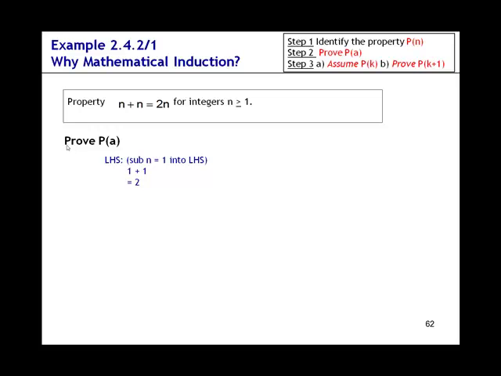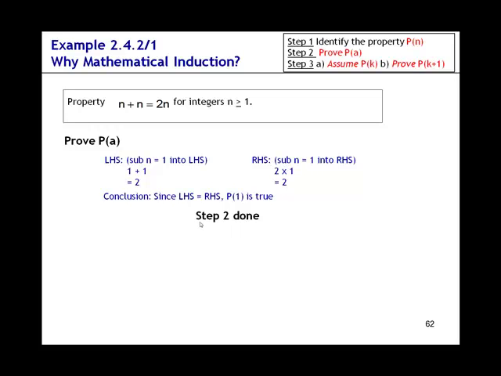The next step is to prove that the property is true for the initial term a, Pa. Our initial term is 1, because n greater than or equal to 1 is where the property is true. To prove Pa, or in other words P1, we substitute the value n equals 1 into the left hand side. So 1 plus 1 equals 2. Then we do the same for the right hand side. We change all the n to 1. So we have 2 times 1 equals 2. So the conclusion is, since left hand side equals right hand side, P1 is true. So step 2, we are done.